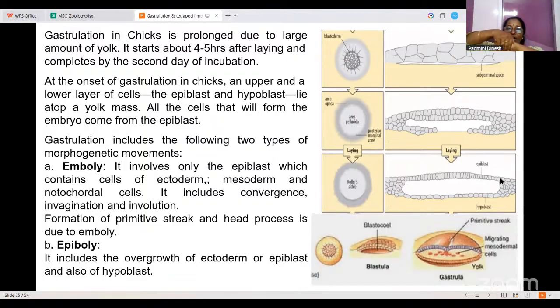What is epiboly? Epiboly is the covering of the embryo completely from the outer side. Emboly is when a primitive streak is formed, and the cells from the epiblast go inside. As they move in from all the sides, this is called emboly. So that's the difference. This is going to give rise to the notochordal cells, the mesoderm cells, and the endoderm, that is the hypoblast cells, which is going to form into an endoderm in the later stage.